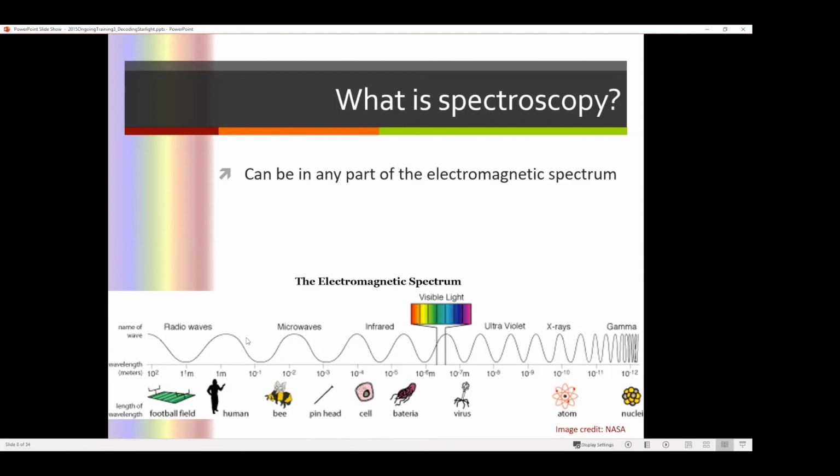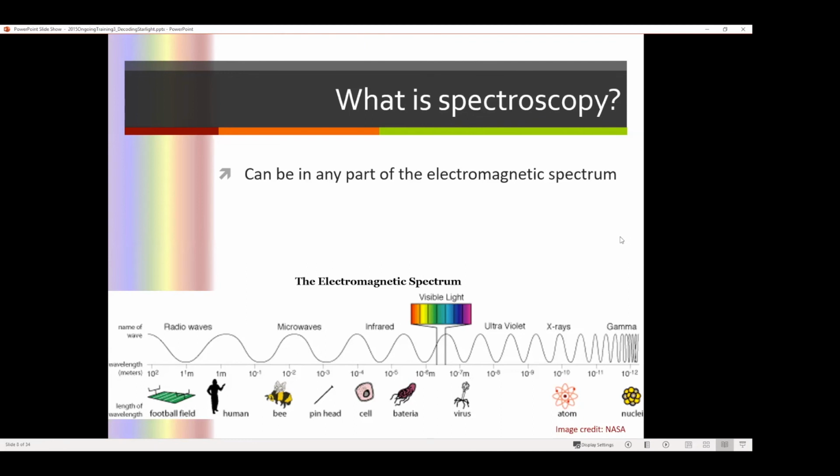So radio waves can be as long as football fields. Microwaves can be, again, a wavelength that we could see, you know, an insect or a pinhead. Infrared wavelengths get down to cell or bacteria size. Visible light is somewhere in between. Viruses, which are wicked tiny, are down here in the ultraviolet level. When you get to X-rays and gamma rays, your wavelength is short enough that it's on the order of an atom or even a nucleus size.